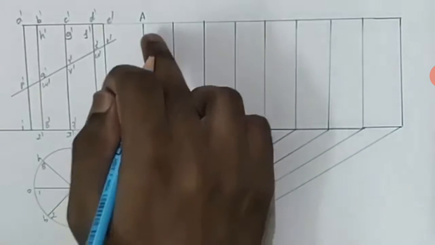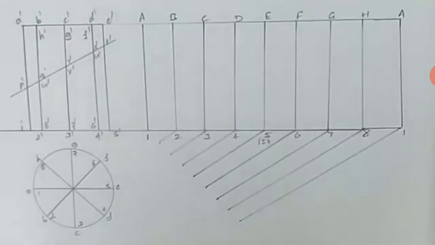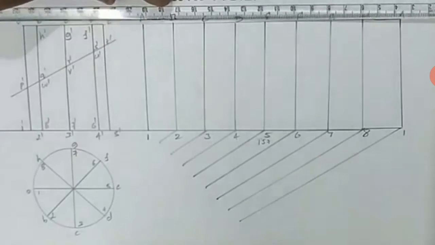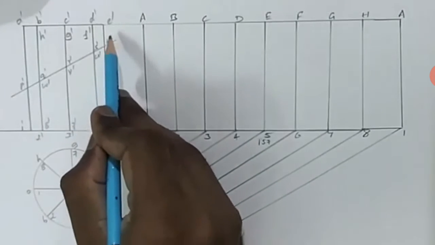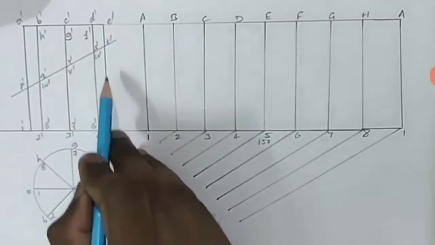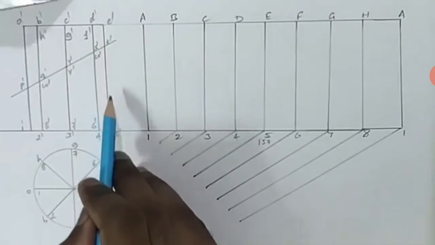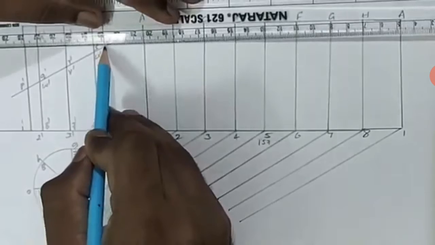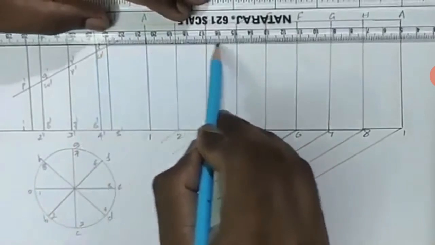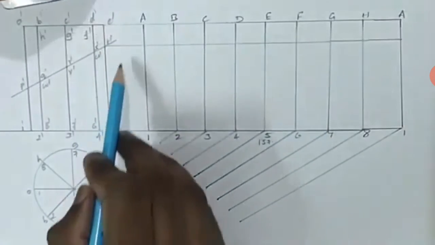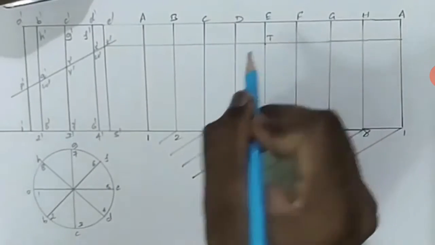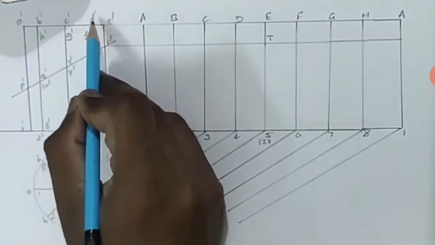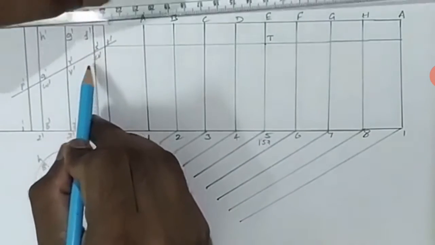A, B, C, D, E, F, G, H, A and A dash. Similarly 1, 2, 3, 4, 5, 6, 7, A dash. Draw the cutting points on the lines. Draw parallel lines. Take point E and 5, and take all the points similarly.